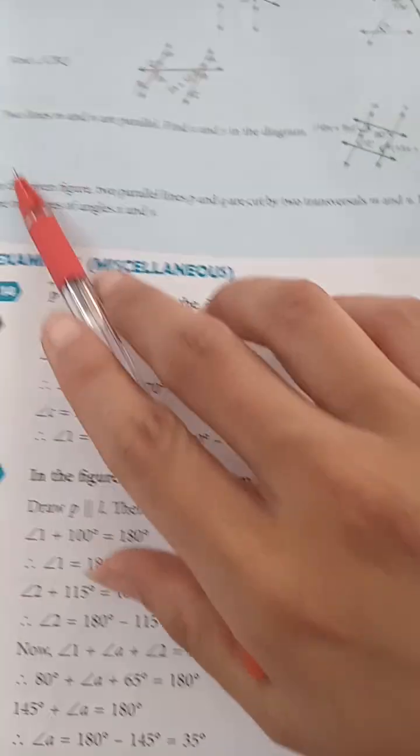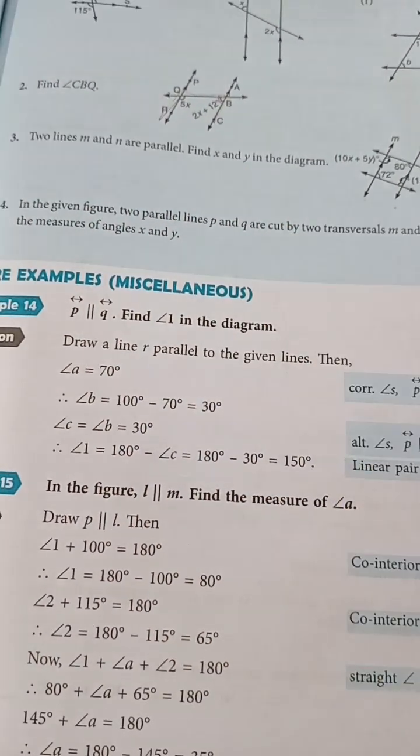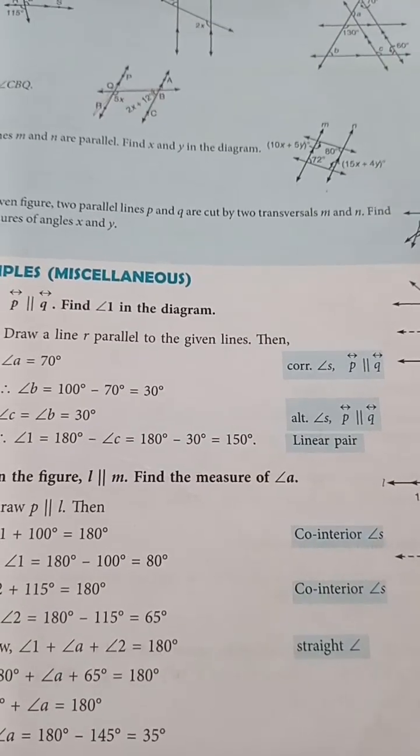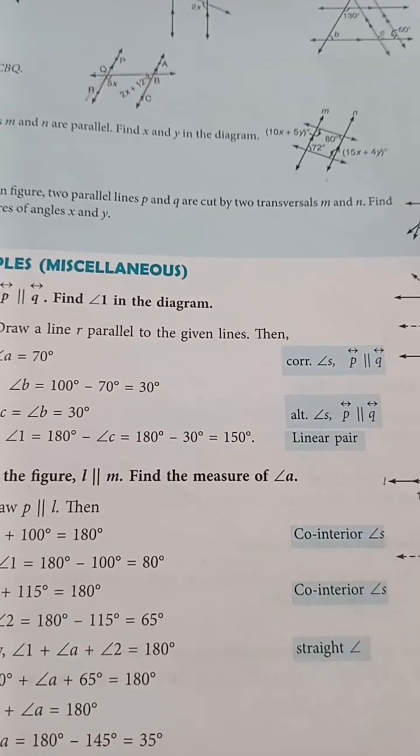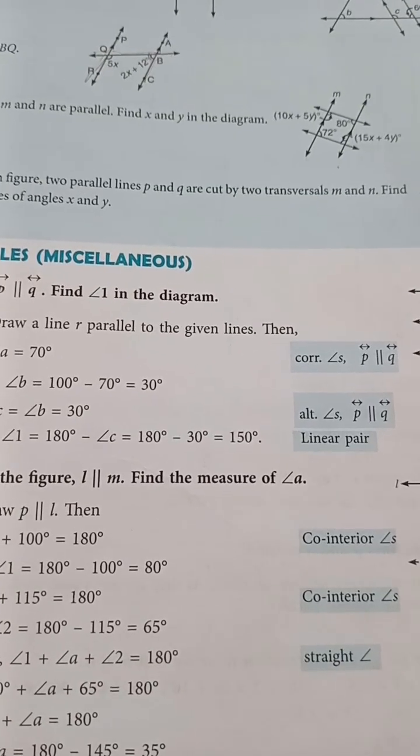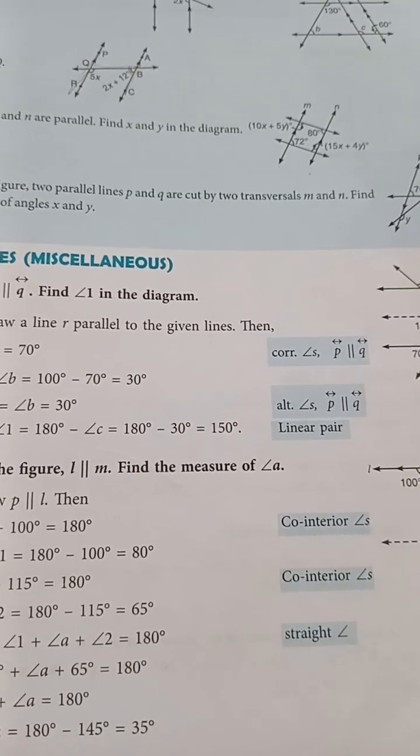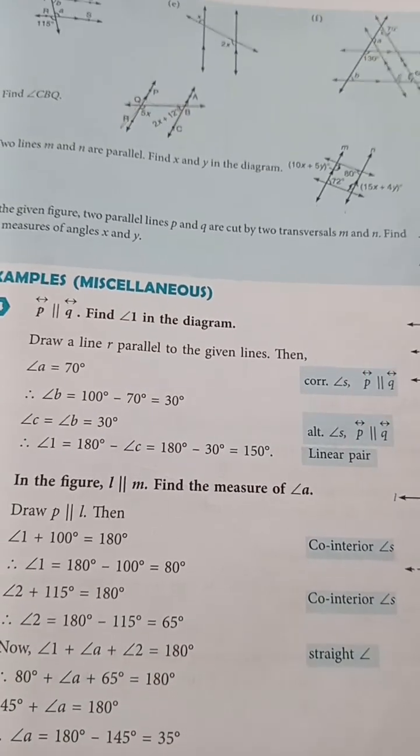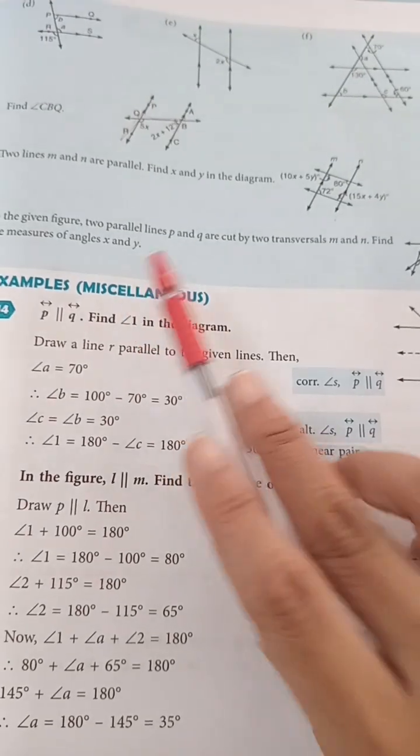Coming to the next, fourth, it's very easy again. In the given figure there are two parallel lines. Okay, we get the two parallel lines and there are two transversals. Okay, the main thing is two parallel lines, and then there are two transversal but one at a time. First we will take m and second time we will take n, or n first, m last, and then we have to find the values of x and y.